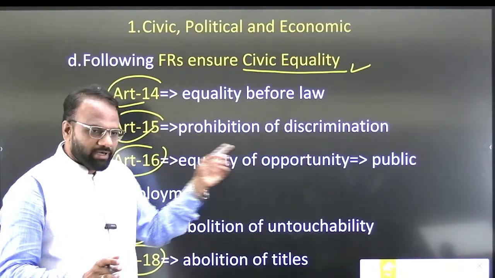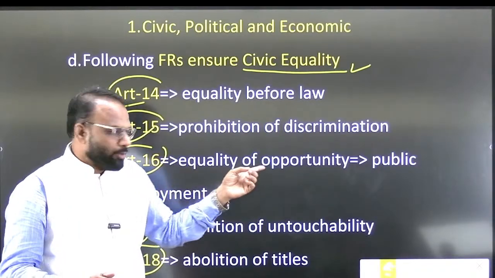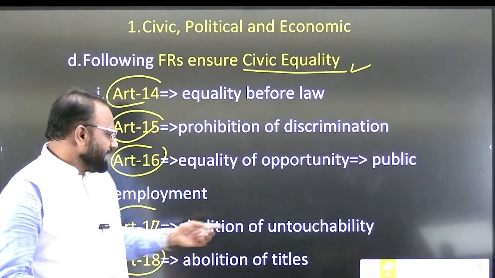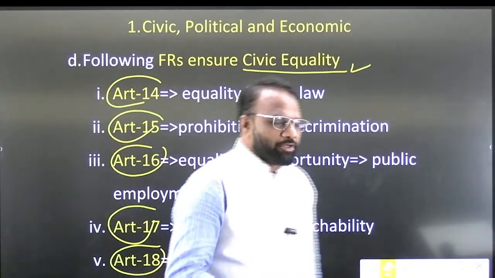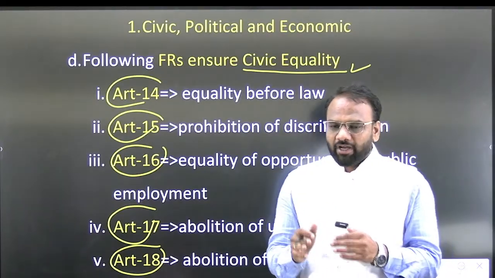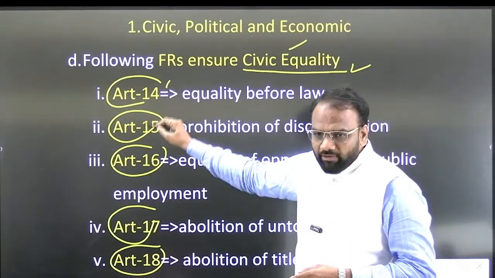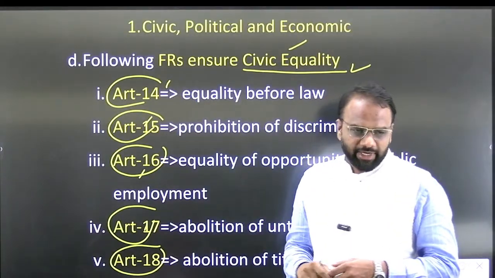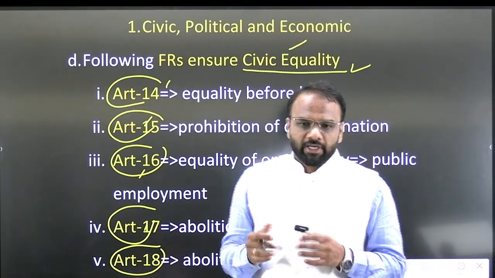Article 15, prohibition of discrimination. Article 16, equality of opportunity in public employment. 17, abolition of untouchability, and abolition of titles. In examination they will not ask, but if at all they ask which of the articles of the fundamental rights help us in upholding civic equality? 14, 15, 16, 17, 18. For the time being, you will only understand this much. Once we start discussing fundamental rights, you will understand in detail.